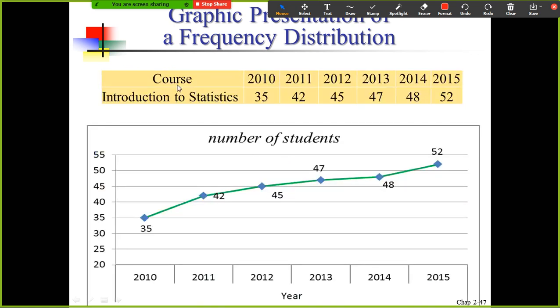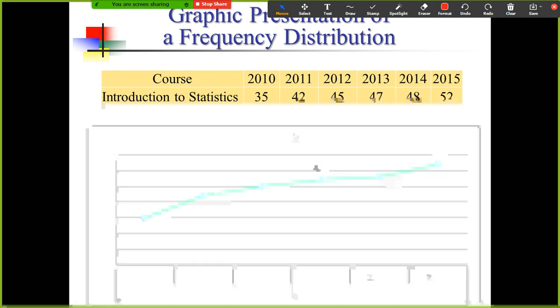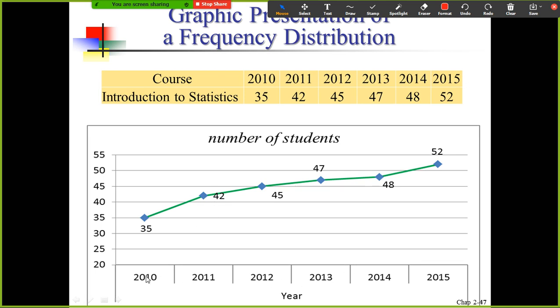For example, I have a data set. This is the course, this is the year, taking the course title, and this is the number of students taking it. For example, in 2010, 35 students were taking this course, then 42, 45, 47, 48, 50, 52. That's why this is year. You can see this is time series because it connects from year to year to year. This is something that we want to study. This is what we call a line chart.